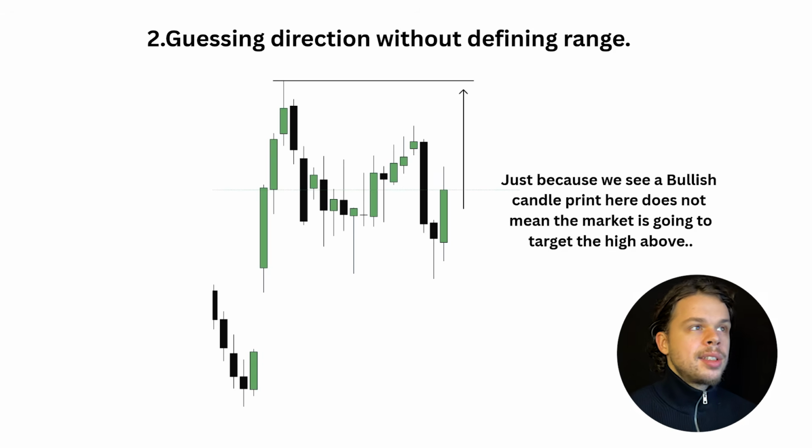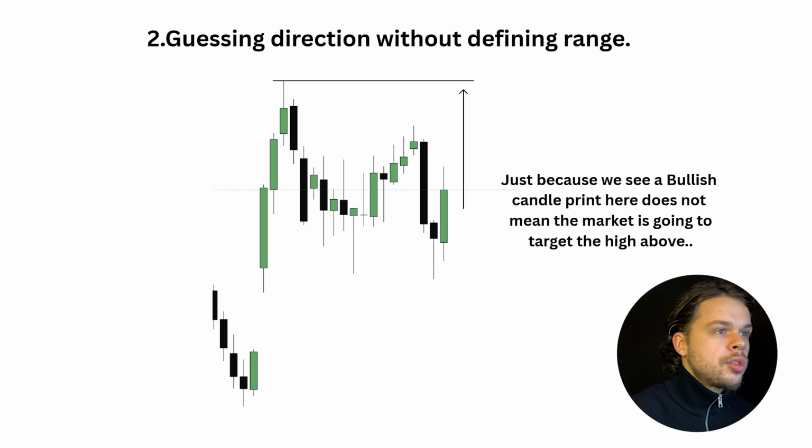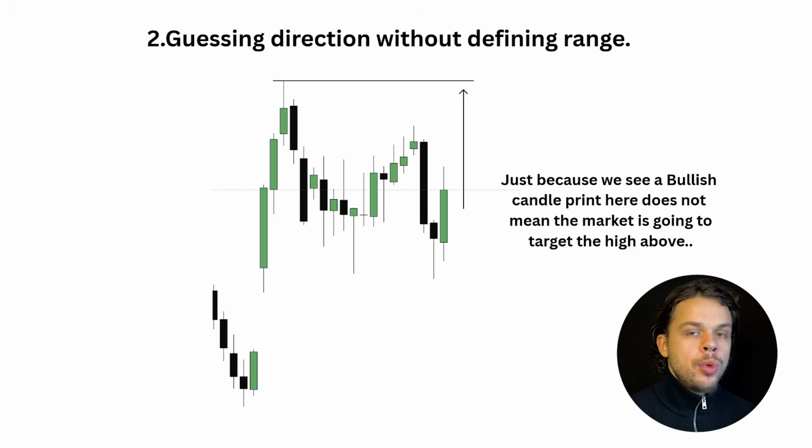Number two is guessing the direction without defining a range. So just because we see a bullish candle being printed here does not mean that the market is now ready to go above and target this high, as we have not identified our trading range. So therefore, we do not understand our levels of premium and our levels of discount.